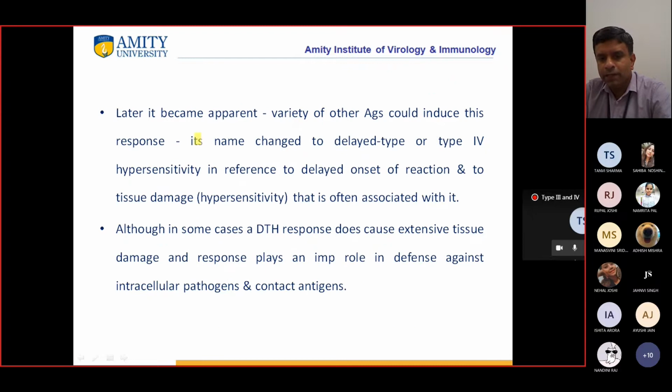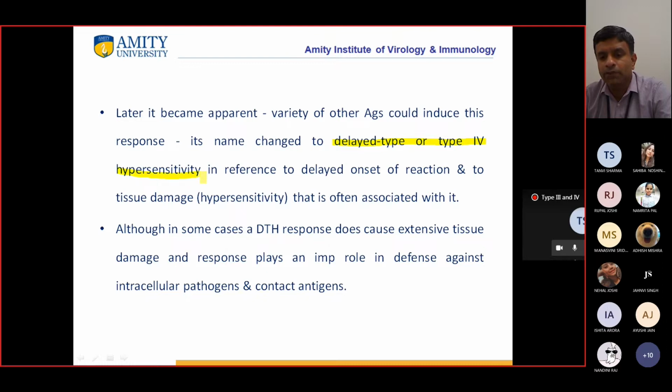Okay, so later it became apparent that a variety of other antigens can also induce this kind of response. क्योंकि पहले ये सिर्फ tuberculosis के cases में देखा गया, but later on when more studies were done, it was observed that even other antigens can also lead to this kind of response. Okay, so therefore its name was changed to delayed type or type 4 hypersensitivity.